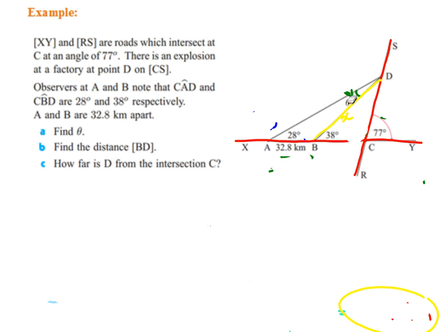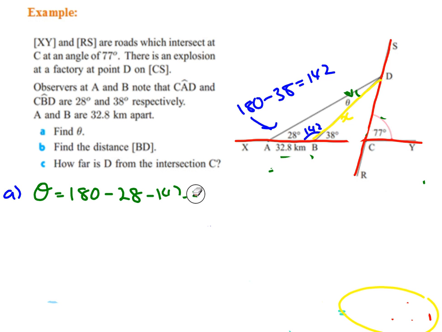So let's try the working out for this angle first. So it's 180, I'm going to do that here. 180 minus 38 equals 142. So that means this little angle here we can mark in as being 142. Because it's a straight line, 180 minus 38 makes 142. These three angles have to add up to 180. So let's work it out. Question A, theta equals 180 minus 28 minus 142, which is 10 degrees. So it turns out this little angle here is just 10 degrees.